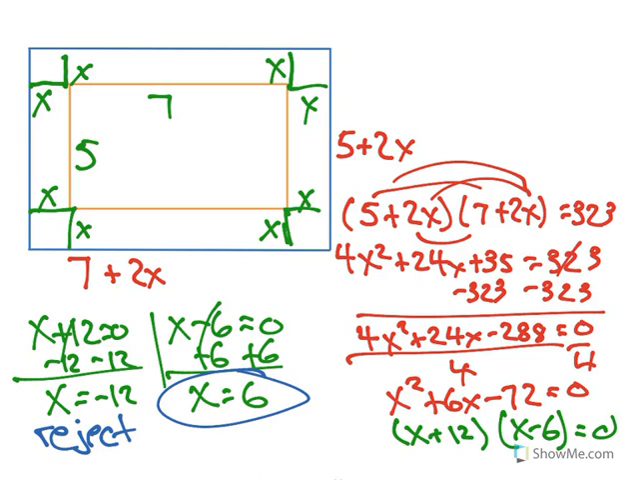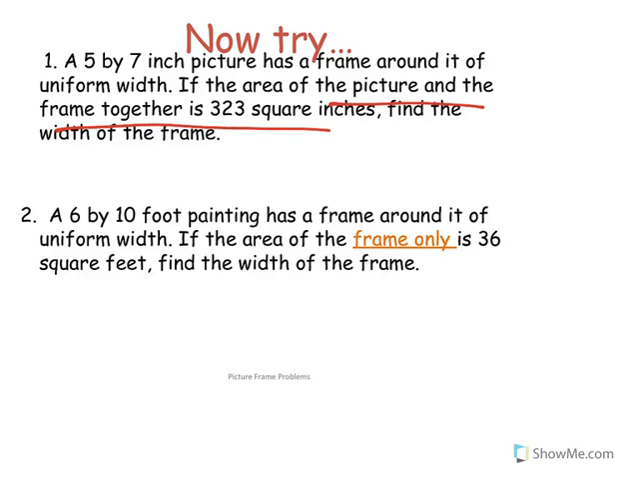And again, if we want to really be diligent and go back and check, if x is 6, 2x over here is 12, plus 5 is 17. 2x here is 12 plus 7 is 19. And if we multiply 19 by 17, we should get our 323, so it should check. All right, and let's go back and check out the other one.